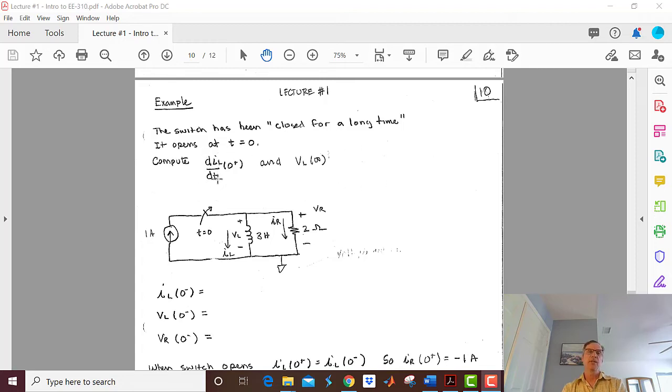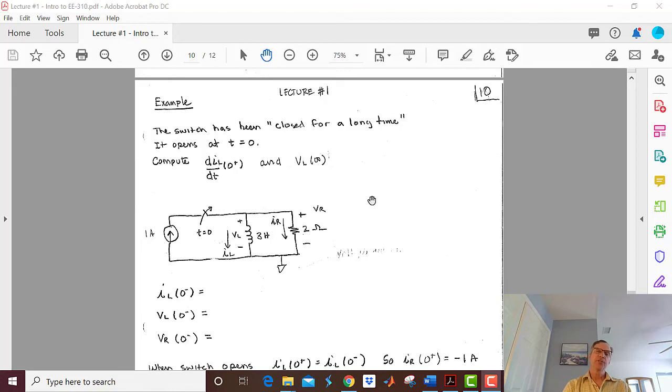So let's compute di sub L dt and V sub L of infinity. So I asked for di_L dt, so I better show it on the schematic. And I'd better show the arrow, the direction of it, or in other words, the convention. And so you can see here, I was very careful about that. I said, here's V sub L plus to minus, and here's I sub L flowing this way. So that's the convention we're going to use because I showed it. And similarly, I'm showing I_R and V_R.